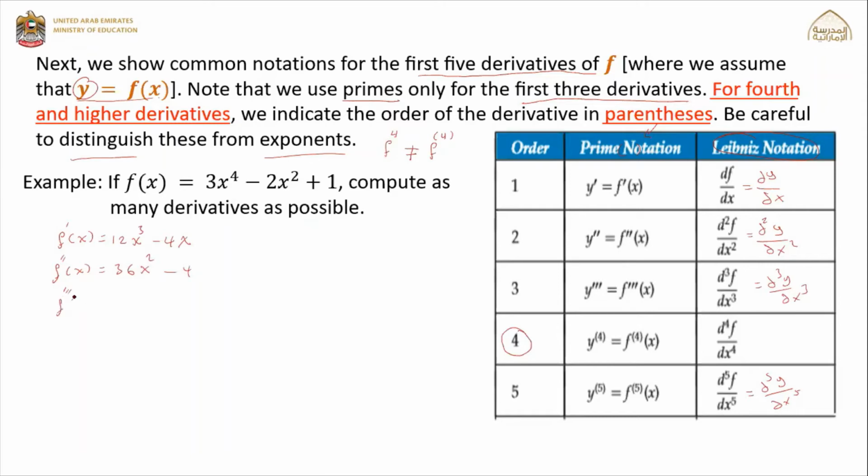The triple prime, f triple prime, is 72x, and the derivative of 4 is 0. Now, when I go to the fourth derivative, I must put it between 2 brackets like this, so the derivative is 72. What about the fifth derivative? The derivative of 72 is 0. The sixth derivative is also 0. So here I can write the nth derivative of f equals 0 for all n greater than or equal to 5, because the derivative equals 0 starting from the fifth derivative.